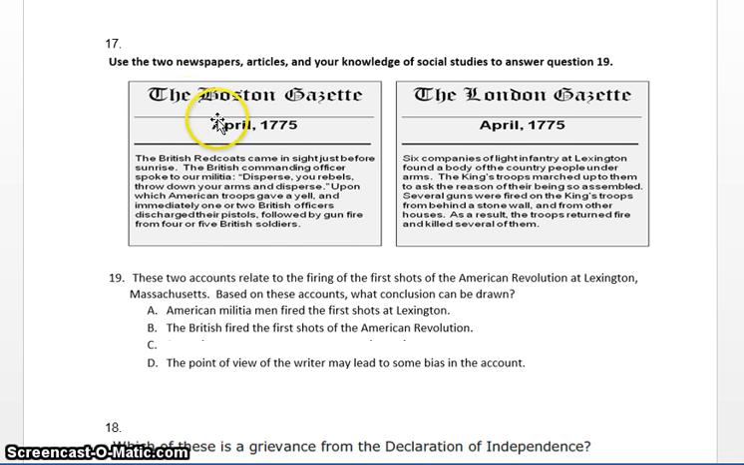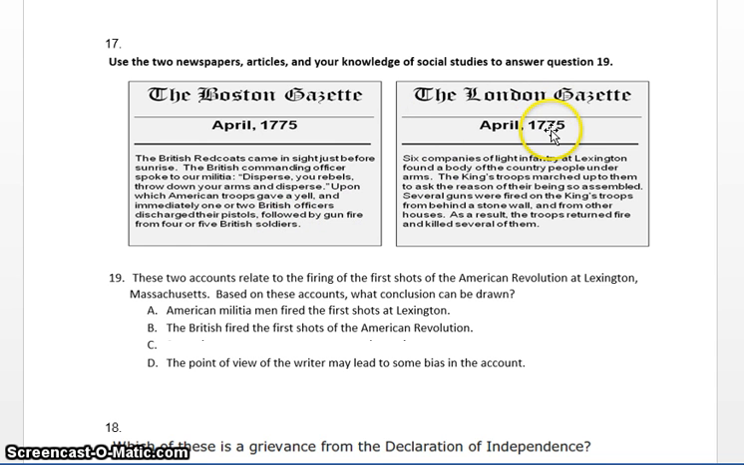17. There are these two papers. The Boston Gazette, 1775, says, the British redcoats came in sight just before sunrise. The British commanding officer spoke to the militia. Disperse, you rebels, throw down your arms, disperse. Upon which American troops gave a yell, and immediately one or two British soldiers fired their pistols, followed by gunfire from 4 or 5 British soldiers.